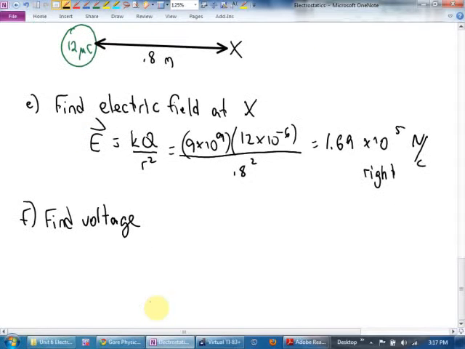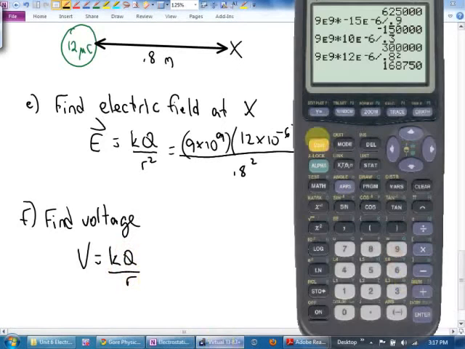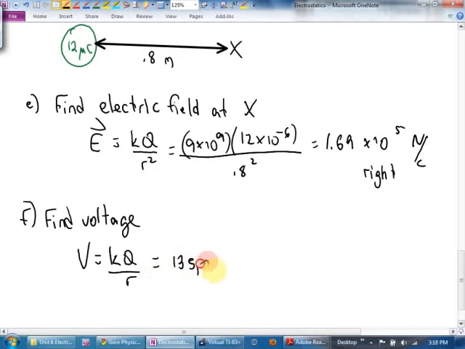The equation is KQ over R. So Ian just said if I multiply by R, that would cancel one. I would even go shorter than that. I would go second function, enter, and just delete the squared, because it's going to be the same equation. 9 times 10 to the 9th. The only issue would be if this had been a negative charge, you would put a negative in here now, because you do get a negative voltage, and that's okay. But 135,000 volts. No directions with the scalar.